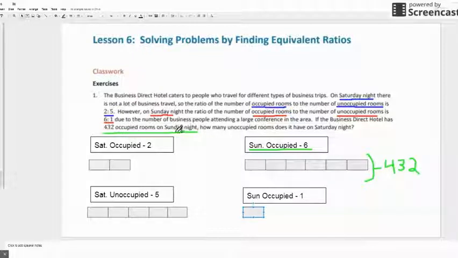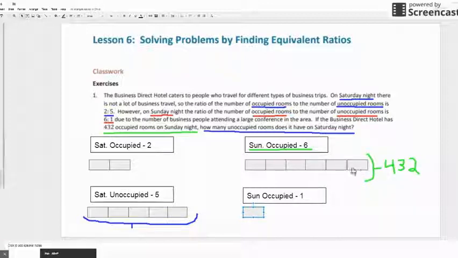So as you can see, I'm just taking it sentence by sentence, or line by line. Next, now here's the question. I like to underline the question. How many unoccupied rooms do they have on Saturday night? So Saturday night, unoccupied rooms, where is that at? This is right here. So what it's asking us is how much is this? If all these tapes are put together, how much are they? Well, if they give us 432 for these 6 tapes, we should be able to figure out how much each tape is worth.